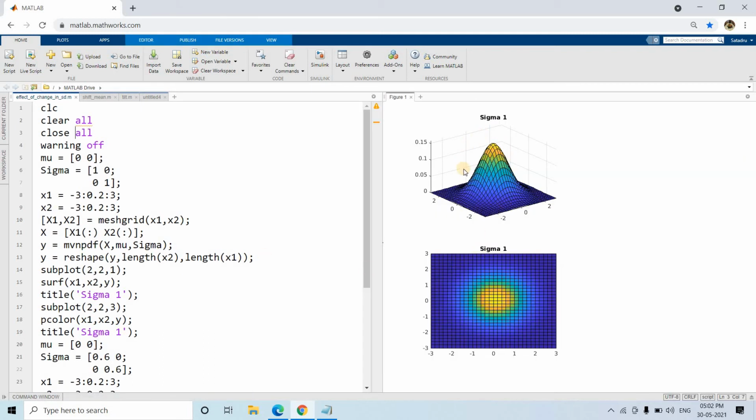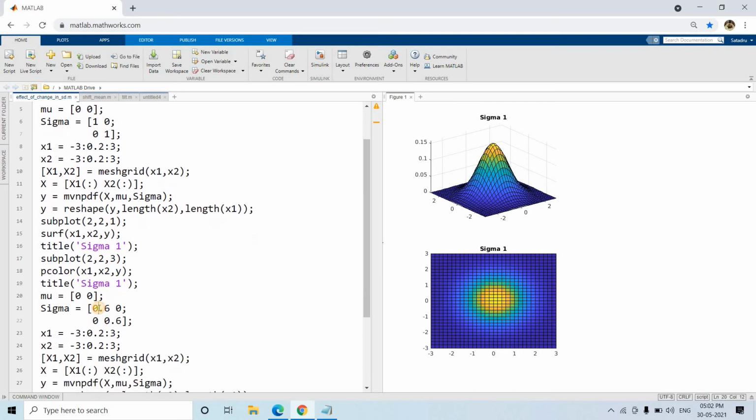Okay, so see, this is our sigma 1. If we check from the top view, at the center the probability is maximum, that's why yellow. As we go towards the boundary, the probability keeps decreasing, smoothly. Okay, now let's change some parameters. Suppose I am changing sigma. Maybe for x1 I take 0.6, and for x2 also 0.6, so sigma has decreased. If sigma decreases, what will happen? This Gaussian distribution will come down very steeply. Very quickly it will come down, and the slope will be much steeper.